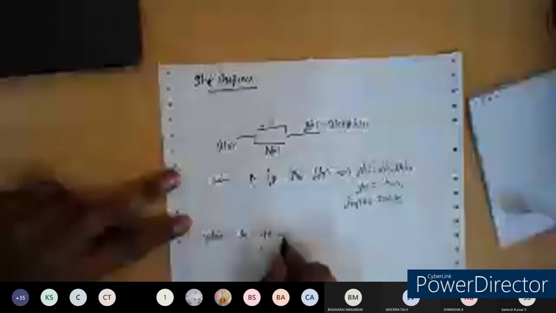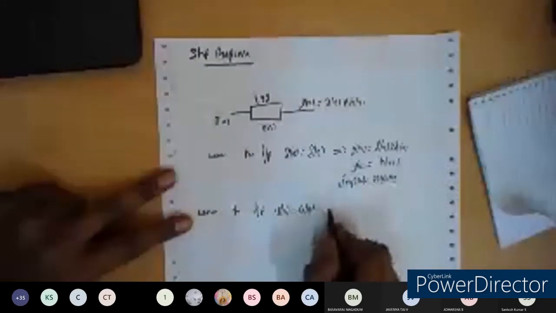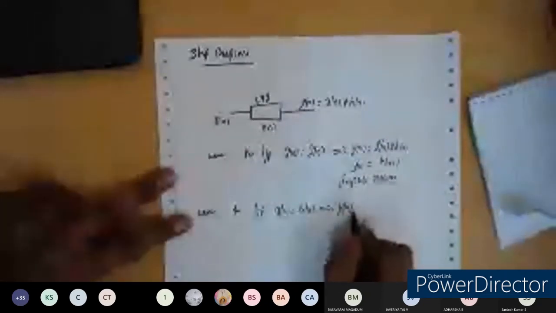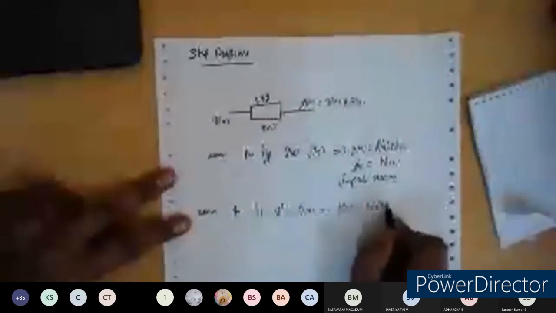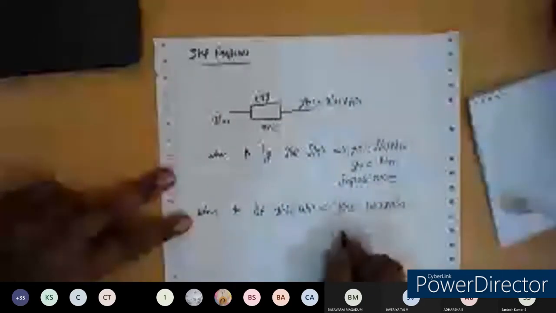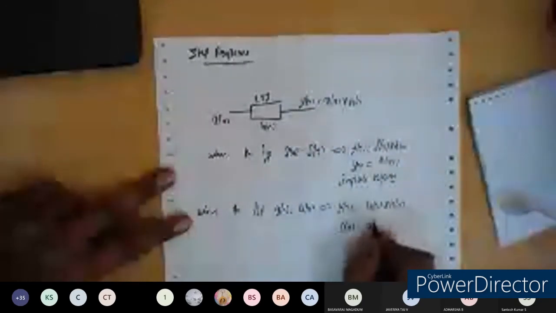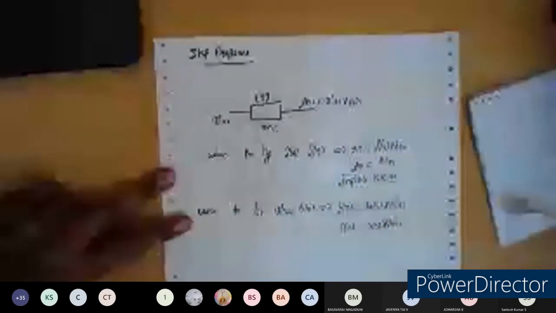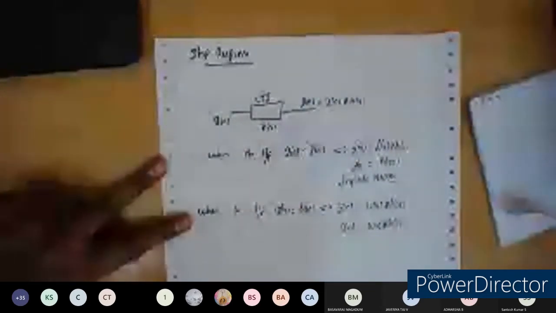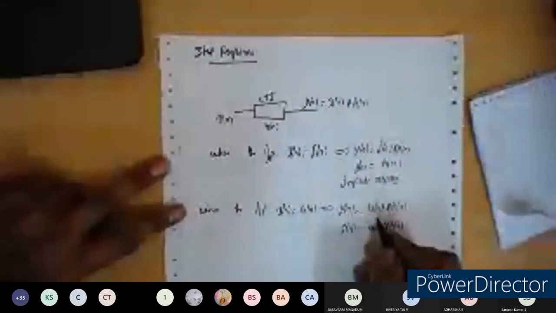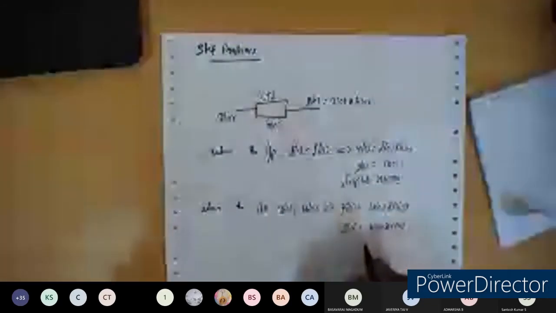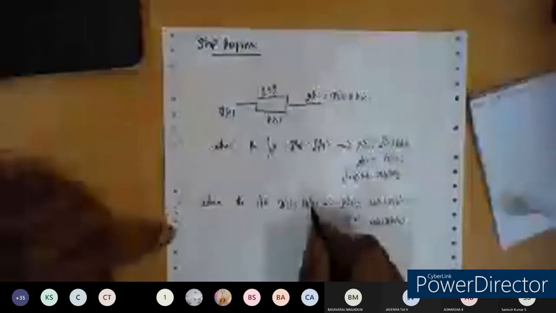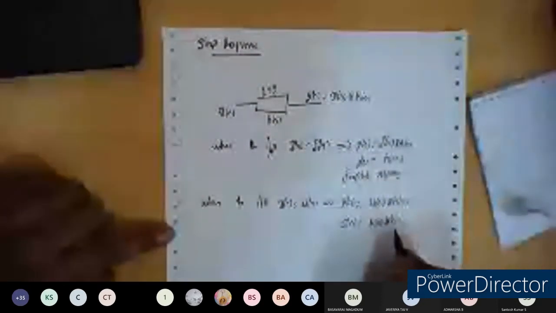Suppose when the input x of n is equal to u of n, then whatever output you're going to get, y of n, is equal to u of n convolution with h of n. This one you're going to call a step response, that is s of n. Step response s of n. So got it, right? What's the meaning of the step response? If the input signal is equal to the unit step function, the output whatever you're going to get, that output you're going to call a step response.